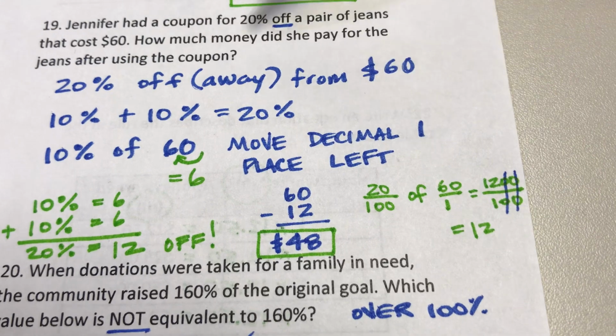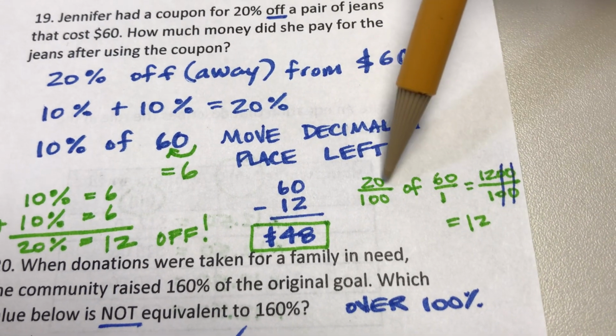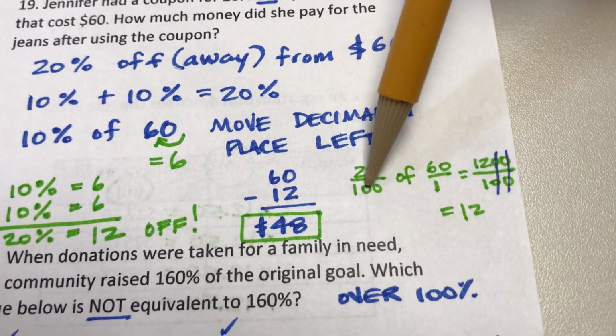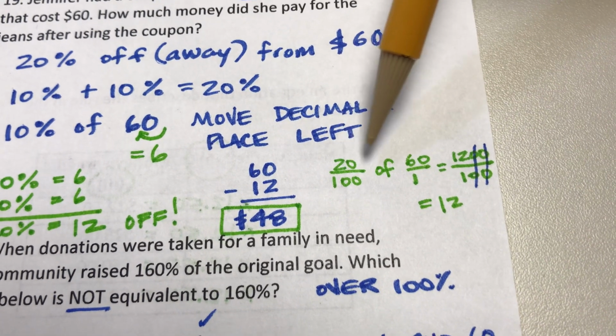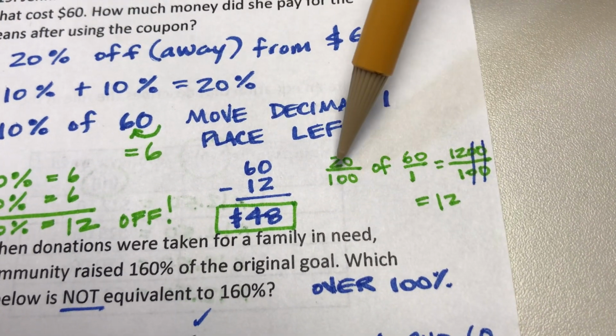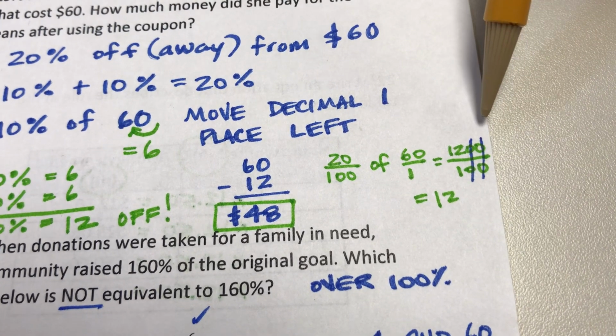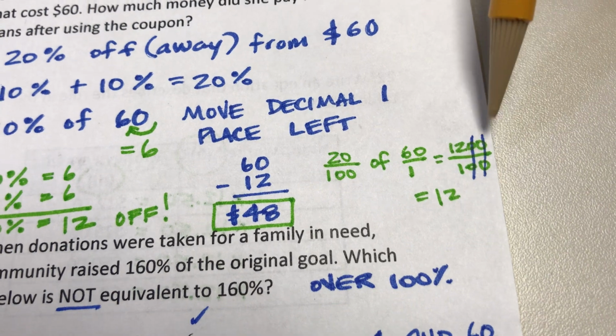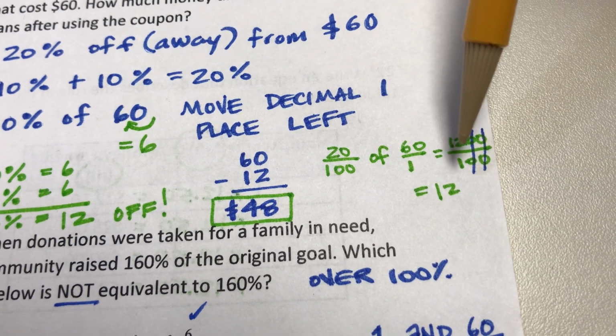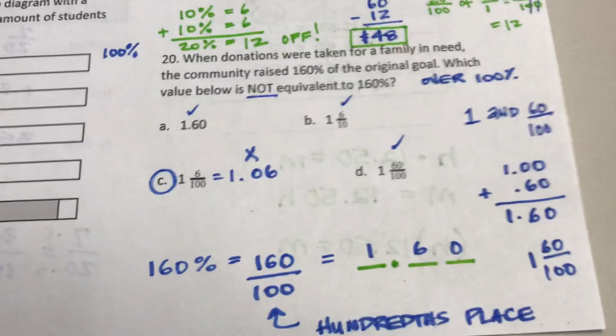You also could have said 20% of 60. 20% is 20 over 100. Of means multiply. 60 is 60 over 1. 20 times 60 is 1200. 100 times 1 is 100. And you divide 1200 by 100 and you'll get 12. Or you can cross out those zeros and just have 12 over 1, which is just 12.